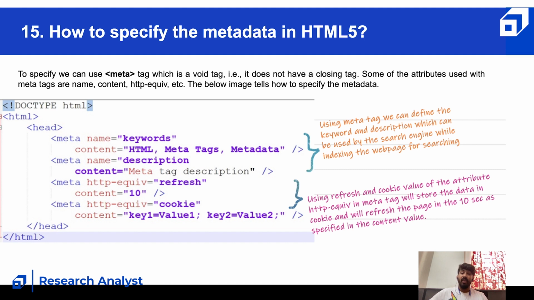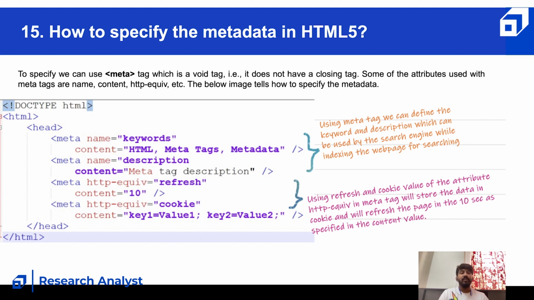So meta name equal to keywords, content equal to HTML meta tags metadata; meta name description, content meta tag description; meta http-equiv refresh; meta http-equiv cookie, content key1 equal to value1, key2 equal to value2. First, using the meta tag, we can define the keywords and description which can be used by the search engine while indexing the web page for searching. For example, if you want to make sure that your page comes up when a particular keyword is searched, this is where you'll have to enter it. Google uses these meta tags to make sure that your page is coming up on relevant searches.